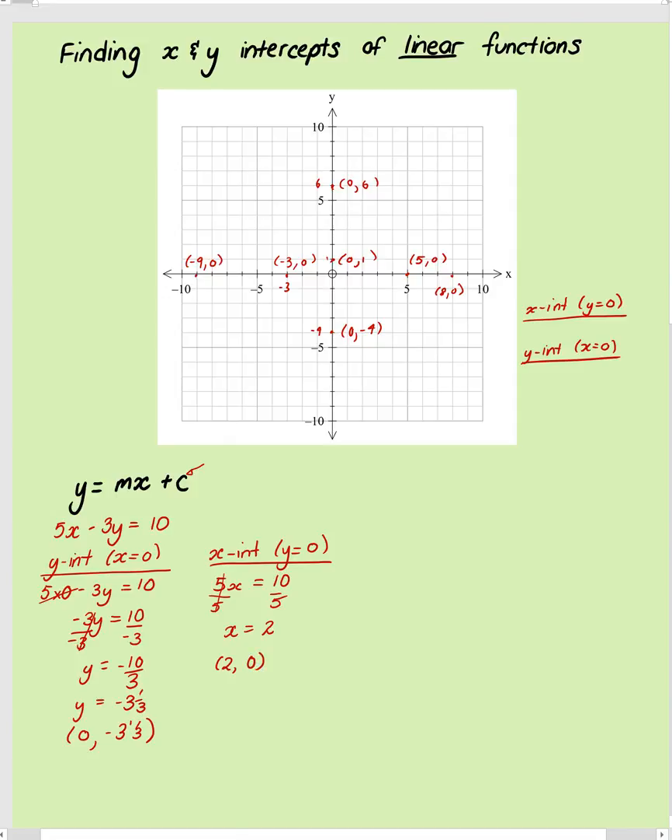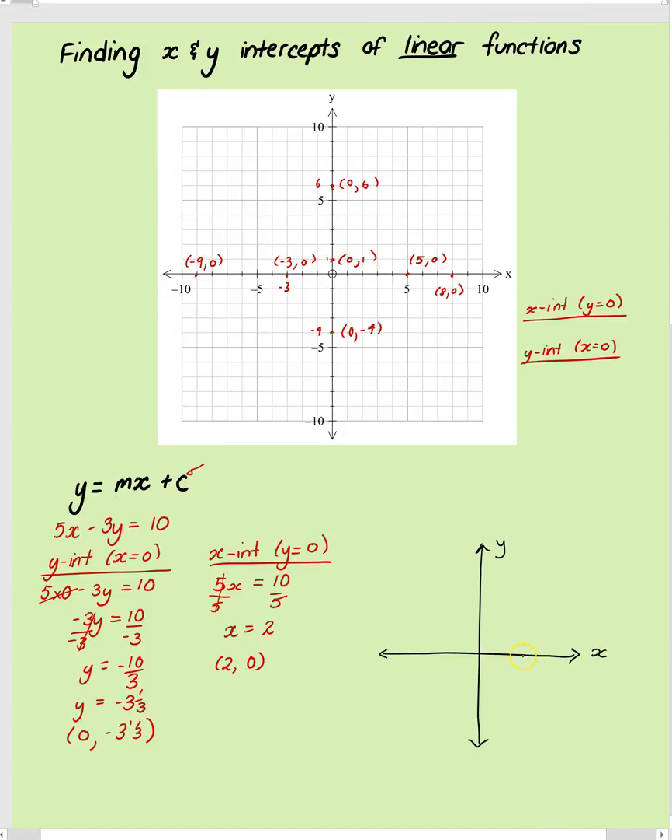To now sketch our graph, you need to use a ruler. I'm just doing it by hand here, so please use a ruler. Make sure you label your x and your y axis. Not asking for an awful lot.